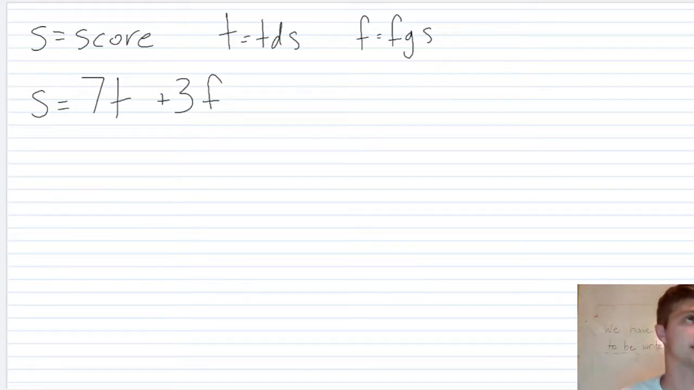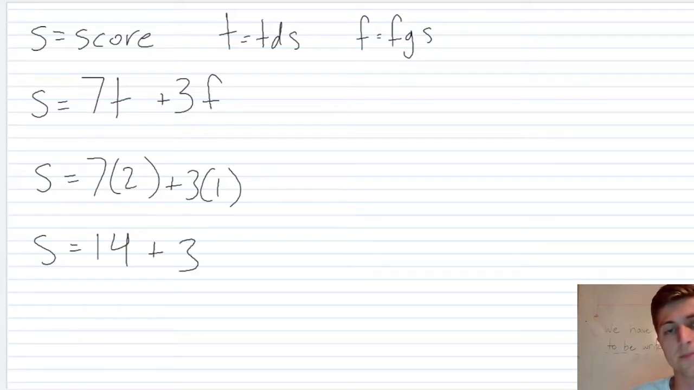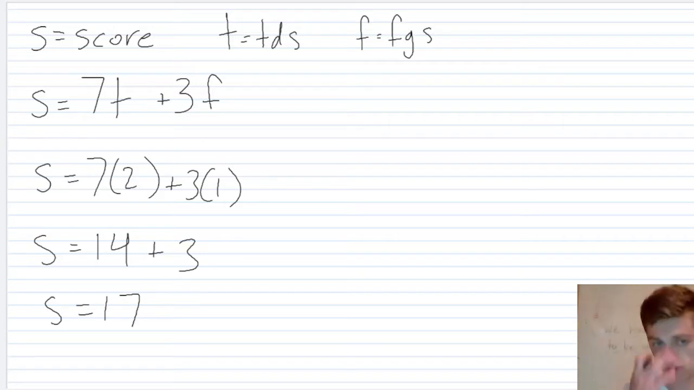So let's take a look at this. Let's say they score 2 touchdowns and 1 field goal. What should their score be? So score equals 7 times 2 touchdowns plus 3 times 1 field goal. That'll give us 7 times 2 is 14. 3 times 1 is 3. That gives us the score is 17. See? We're just converting our English into our math.